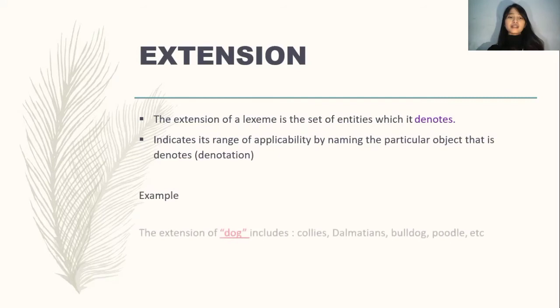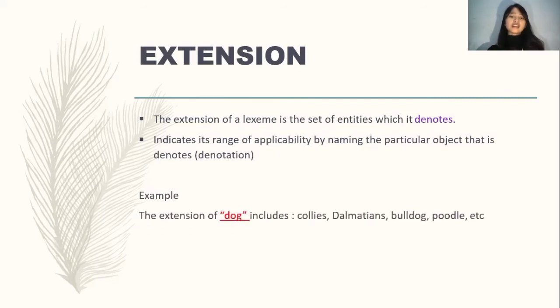For example, the extension of dog includes collies, Dalmatians, bulldogs, poodles, and so on. It means that the extension is like the types of dog, including collies, Dalmatians, bulldogs, poodles. Even though they are collies, Dalmatians, bulldogs, poodles, and so on, they are still dogs.